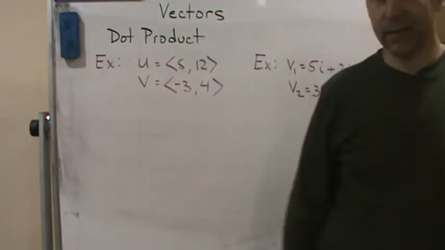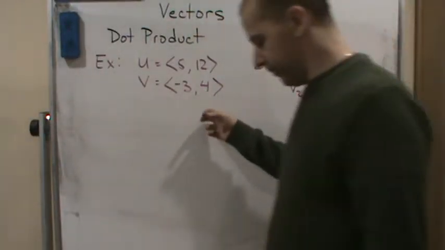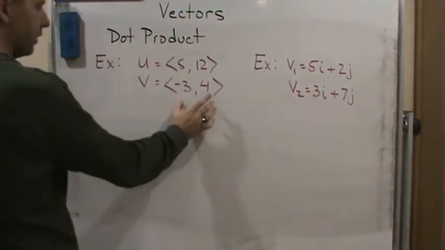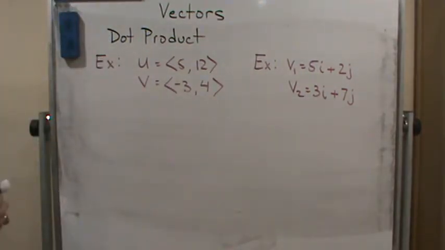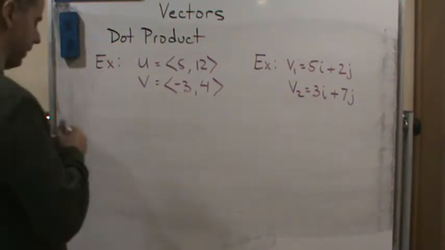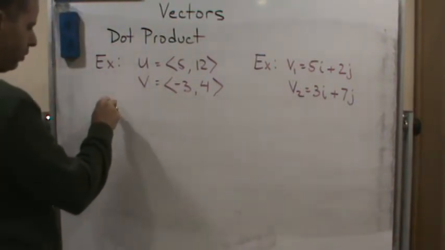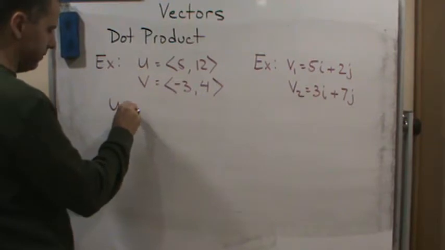Okay, so welcome back, and now let's do a couple of examples here. So the first example, we're given two vectors in standard position, right? And so now, how do we do this? We want to find the dot product of these two. Okay, so let's do that. So we're going to do u dot v.